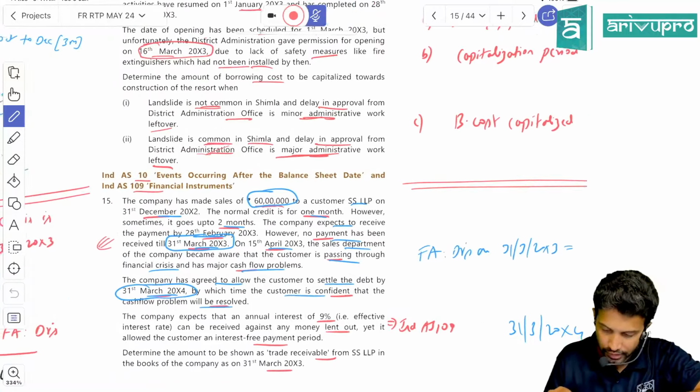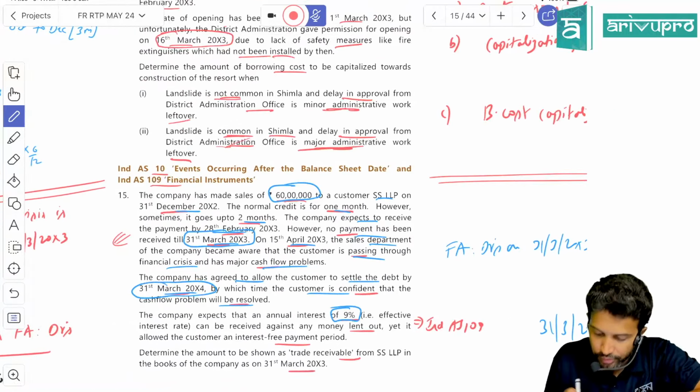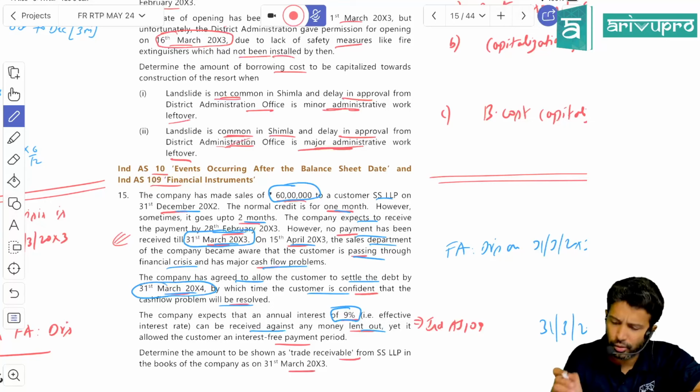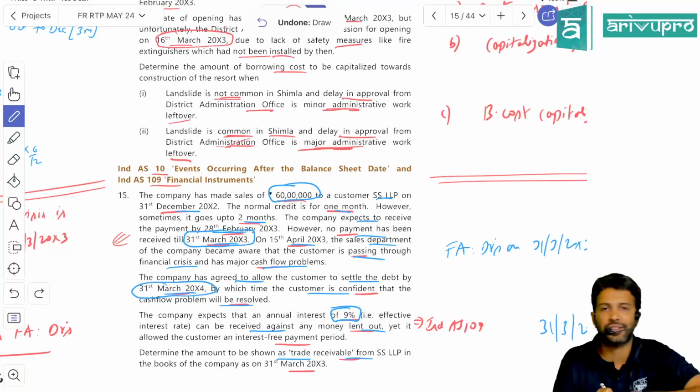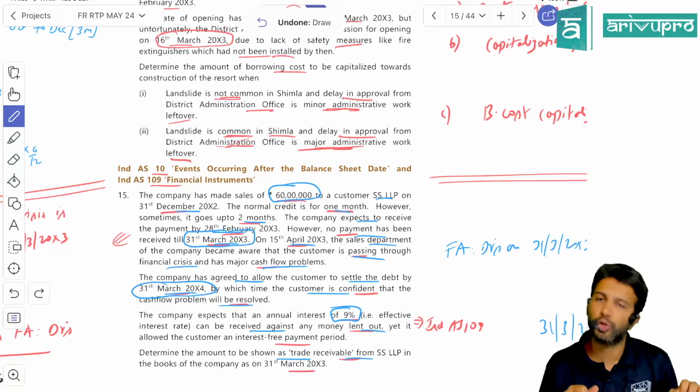We'll give the check. The company expects an annual interest rate of 9%, the effective interest rate that can be received against money lent out. That they give as the discount factor. That's okay. Determine the amount to be shown as trade receivables for 31st March 20x3. For the current year, how much debtor will you show?